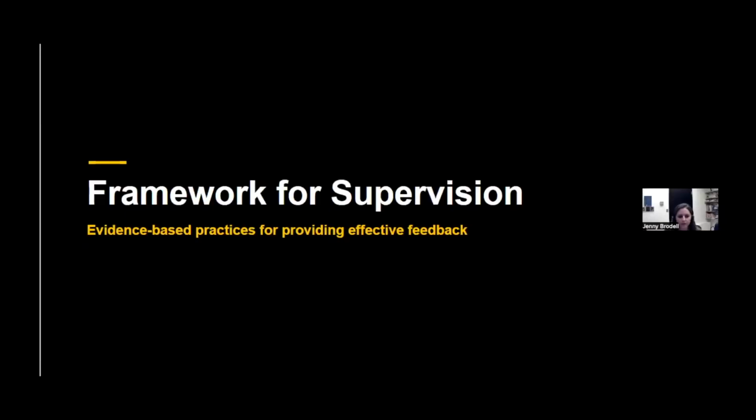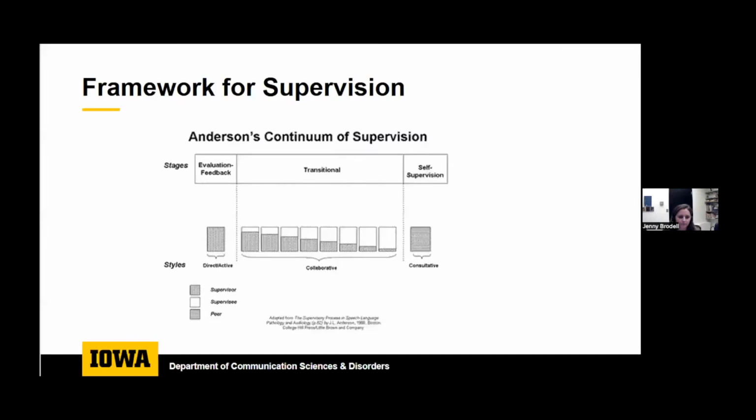So first, I'm going to talk through Anderson's continuum of supervision, which is a framework that can be helpful in conceptualizing the partnership between a clinician in training and a supervisor, how that changes over time, specifically with feedback in mind, since that's going to be the main topic today. This is a conceptual framework that we think about a lot here at Iowa.